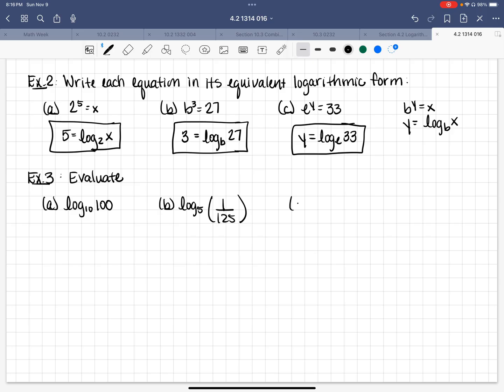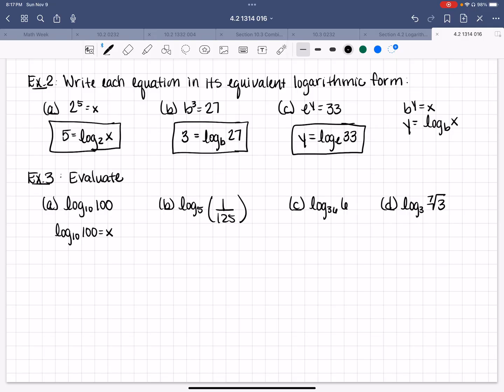And C, we have log base 36 of 6. And then D, I have log base 3 of the 7th root of 3. Okay, so these are easiest, guys, if you take them and set them equal to x, what you're looking for. Then you can go back and rewrite it as an exponential function instead of a logarithmic function.